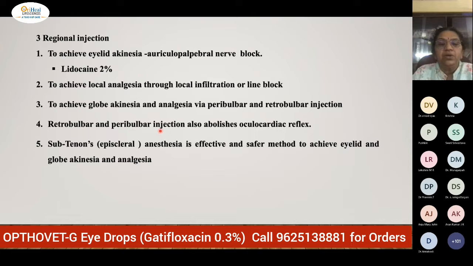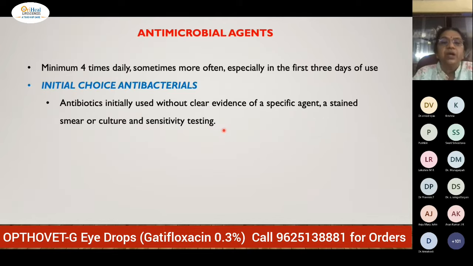Retrobulbar and peribulbar block, one important advantage is it abolishes the oculocardiac reflex. So that is one. That is why it is sometimes used as an adjunct along with other general anesthesia procedures, so that you can prevent an oculocardiac reflex while doing an intraocular surgery.